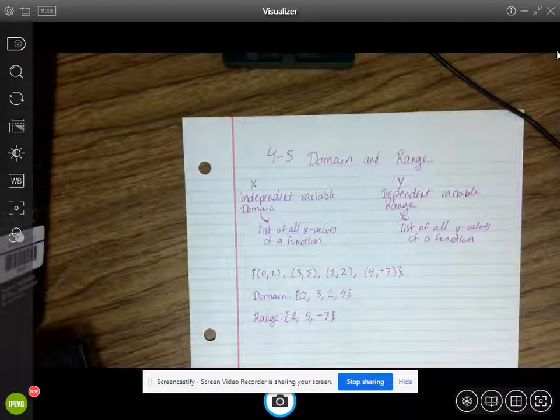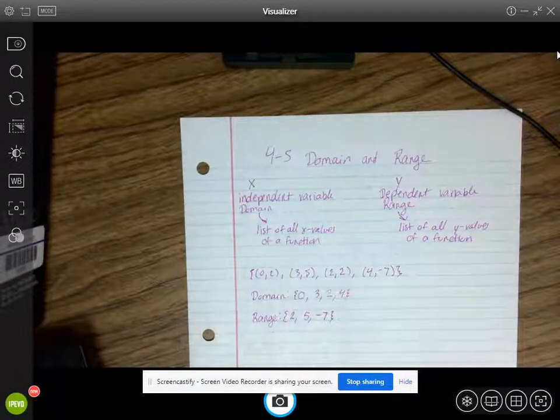You would do the same thing if you have a table or if you have a graph. Look at the X values for the domain and the Y values for the range.